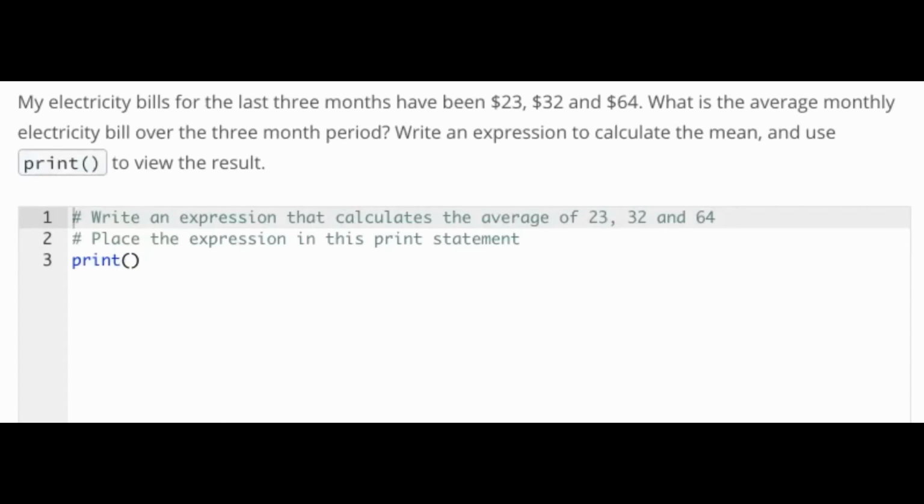My electricity bill for the past 3 months has been $23, $32, and $64. What is the average monthly electricity bill over the 3-month period? Write an expression to calculate the mean and use print to view the results.